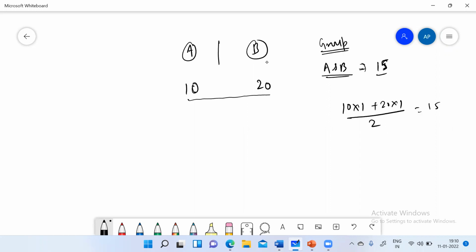So what if group A has two members whose average is 10? That doesn't mean that both members of A have a value of 10 only. The average is 10 for the two members. And B also has two members whose average is 20. So can you tell me what the group average will be now?